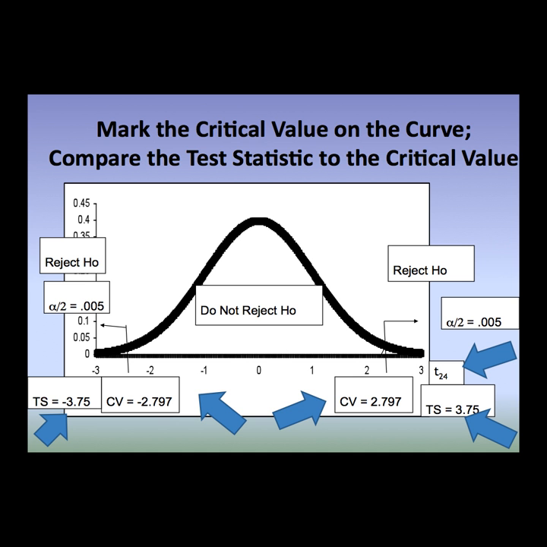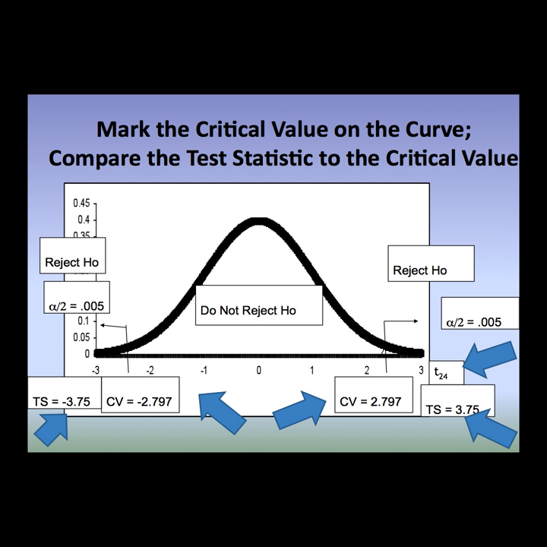To draw a conclusion, we compare that value of 3.75 to our critical values. The critical value comes from the t with 24 degrees of freedom. Our sample size was 25, so we look in the 24 row of the t-table. We are working at alpha of 0.01, so we have to consider the critical value that has alpha over 2, or 0.005, probability in the tails. Those critical values are negative 2.797 and positive 2.797. These serve as the cutoff points for our rejection region.